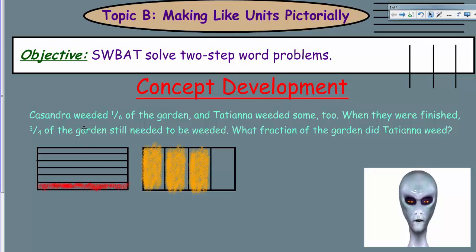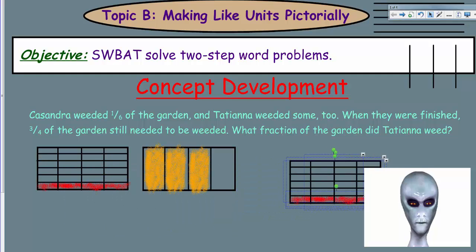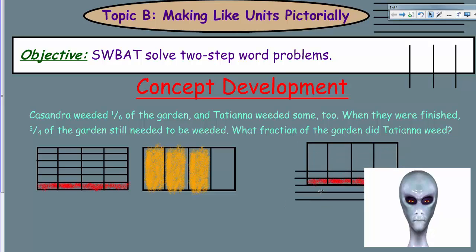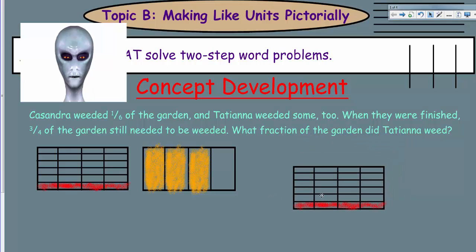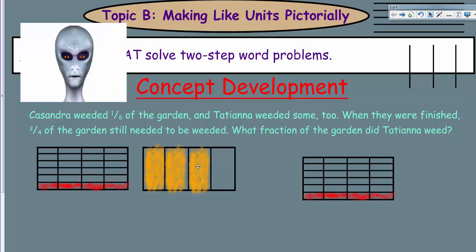This 1/6 shows the amount that Cassandra had actually weeded herself, and Tatiana's is an amount we don't know, a fraction. So again, we can't work with these units because they're not like denominators, therefore we need to make that happen. Probably the easiest way is to simply turn that into 24ths by putting that into quarters and then 6. Make a copy of that. Oh, I thought it was all connected together. It was not. Maybe I undid it. Okay, I just want to make another copy of this.